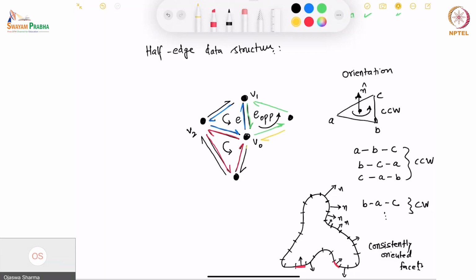And that's true always in all the meshes. So isn't it a nice thing that I get for free here, that all the half edges in a facet are oriented in a counterclockwise fashion, and that helps me maintain the orientation of all the facets.